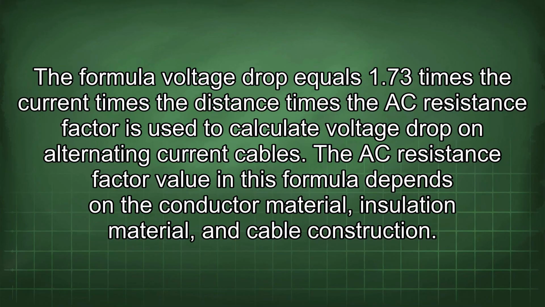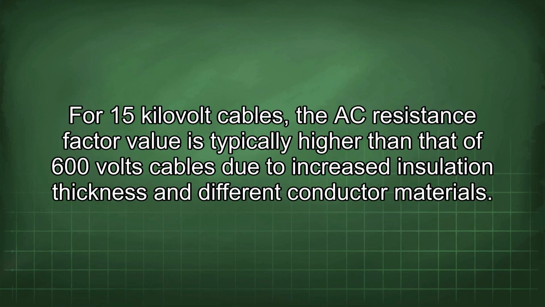The formula voltage drop equals 1.73 times the current times the distance times the AC resistance factor is used to calculate voltage drop on alternating current cables. The AC resistance factor value in this formula depends on the conductor material, insulation material, and cable construction. For 15 kilovolt cables, the AC resistance factor value is typically higher than that of 600 volts cables due to increased insulation thickness and different conductor materials.